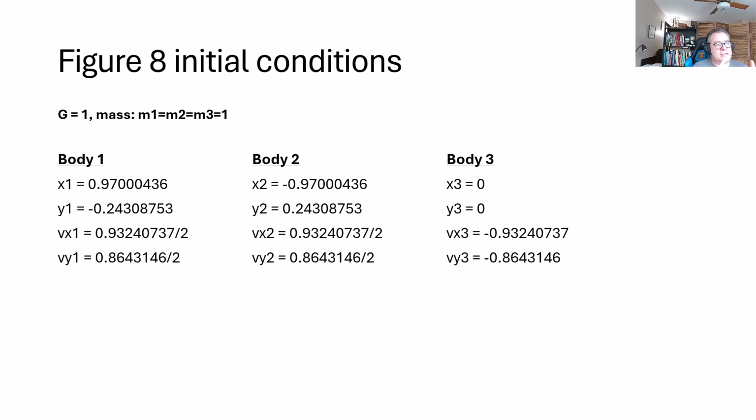So let's look at these initial conditions first. I'll take the universal gravitational constant to be 1. I'll set all 3 masses of the bodies equal to 1, and then I'll enter these initial positions and initial velocities for bodies 1, 2, and 3 into the Python code. And this will generate a figure 8 if the code is right.